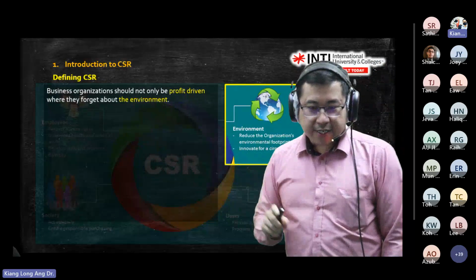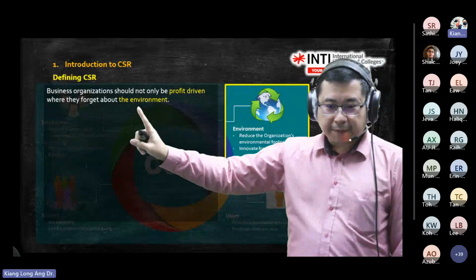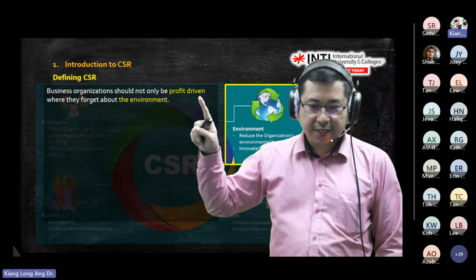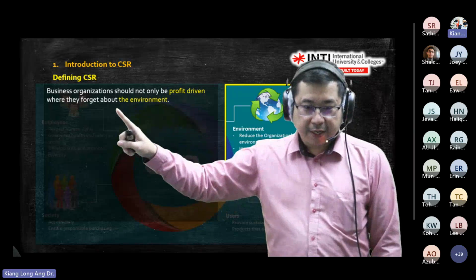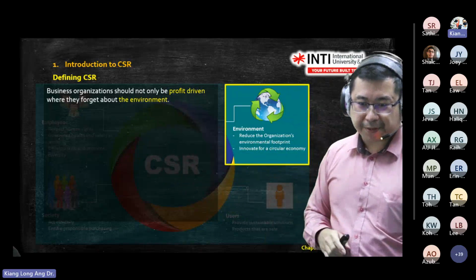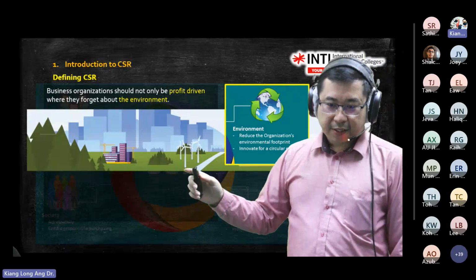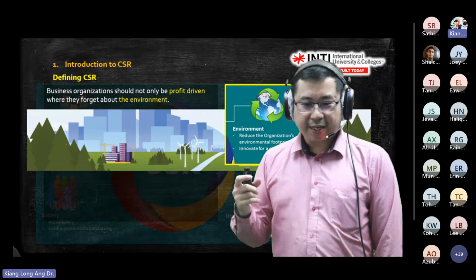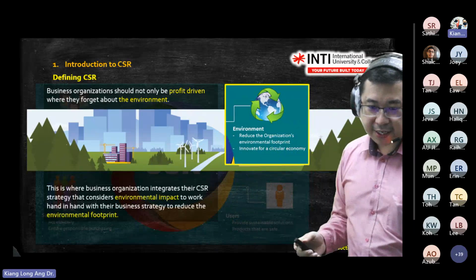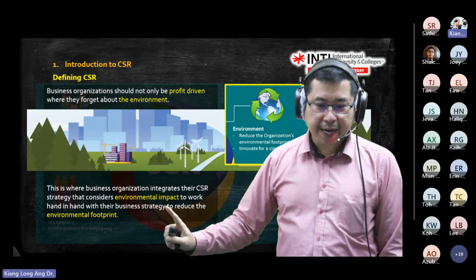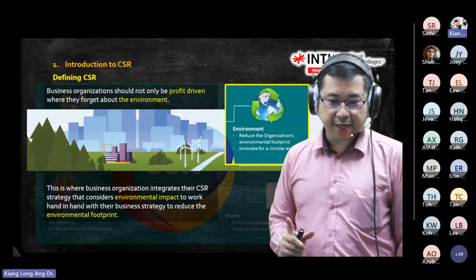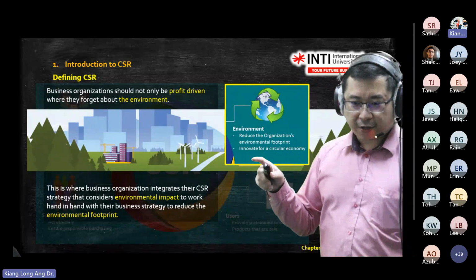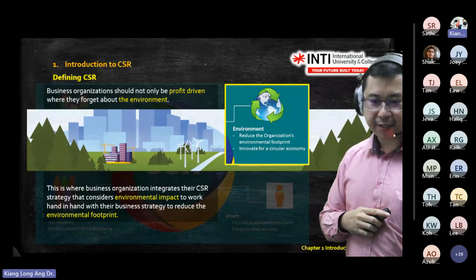So in CSR, most of the time, it is proposed that a business organization should not only focus on profit, but also do good for the environment. Okay. So what do we mean by environment? Anything that is green, anything that helps the environment, then it's good. So this is under CSR. They will look at environmental impact, they will look at the carbon footprint, and so on. So look for all these keywords in your group report later.